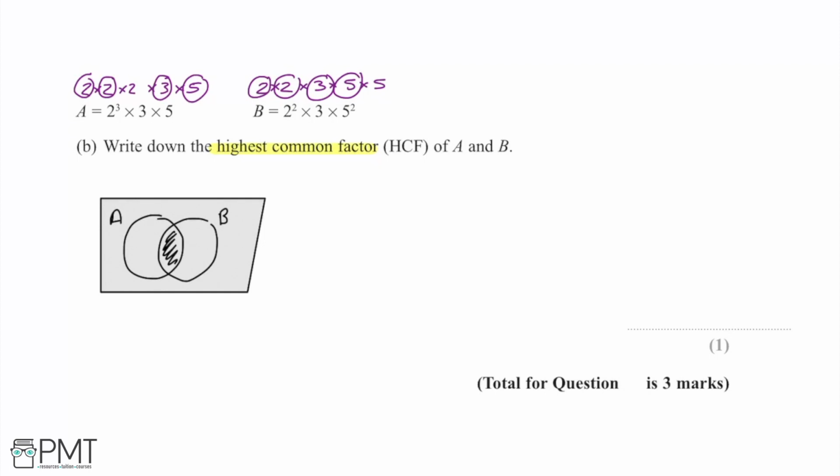So then the highest common factor is going to be 2 multiplied by 2 multiplied by 3 multiplied by 5. Here, multiplying the common factors together, and that gives us an answer of 60. And that is going to be the correct answer here to gain us the mark.